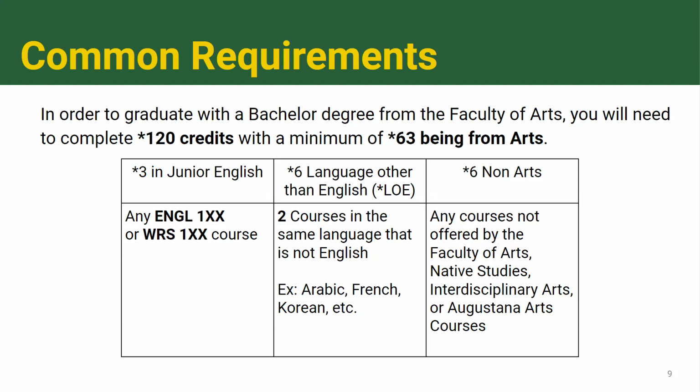In addition, you also need to have 3 credits in a junior English or writer studies course. So this is essentially any 100 level English class or any 100 level writer studies course. These are a requirement across the board for most university students, not just Bachelor of Arts students.